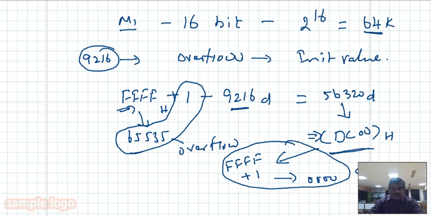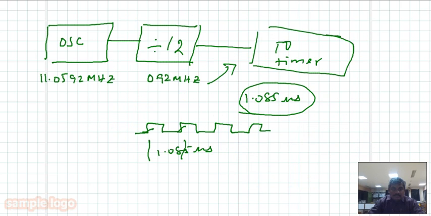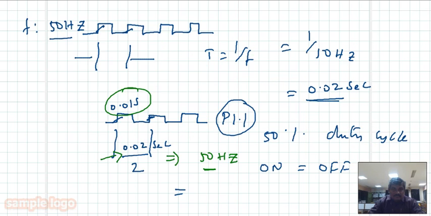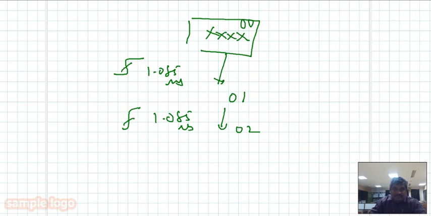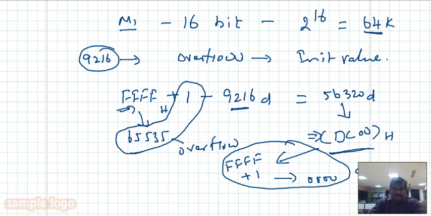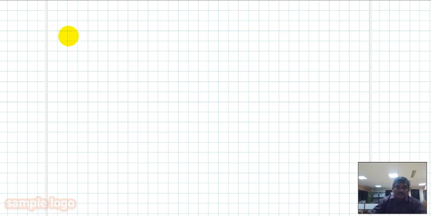Then what is step 3? We have configured the TMOD register. We have identified the initial value. The remaining things are simple programs. Start timer, wait for overflow, check whether the overflow bit is 1, stop it, clear the bit. These points you keep in mind. Then we'll start the program now. What is step 1?